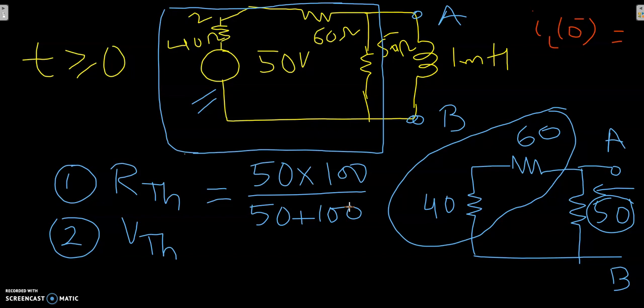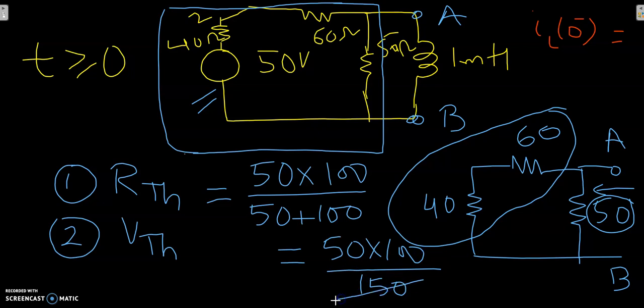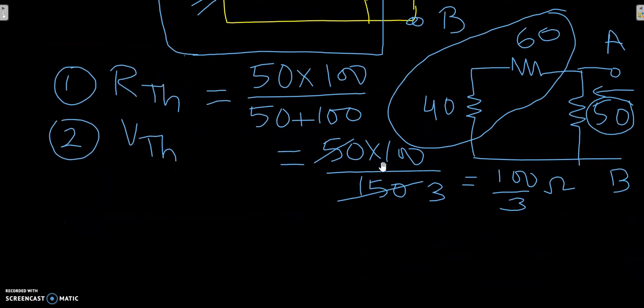So this gives me 50 into 100 divided by 150. This cancels out, and this is 3, so 100 upon 3 ohms. So this is the equivalent Thevenin resistance. Now let us try to find out VTH.